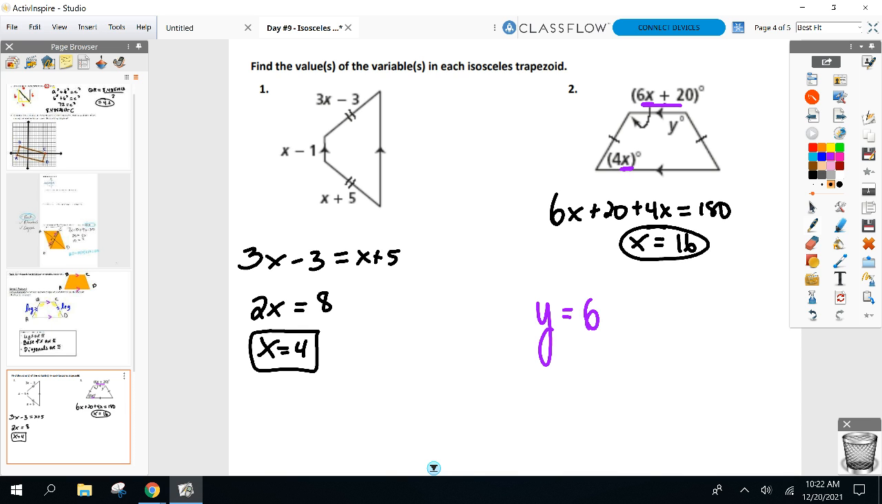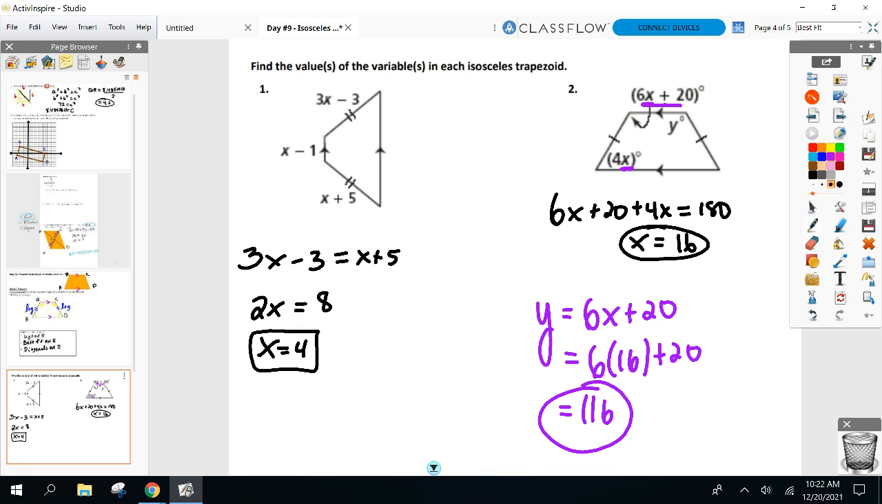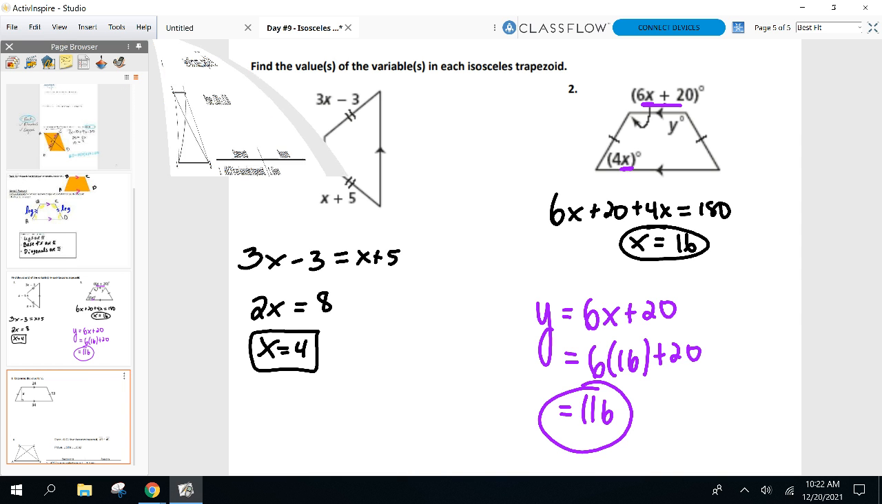Because those are both what? Congruent. Base angles, and they're congruent. So 6 times 16, and what'd you guys end up getting for y? 116. 116 for y. Good job, everyone. Plug it back in. Base angles are equal, so y and whatever 6x plus 20 are equal. Any questions there? All right, let me give you a little jump start on the next one.